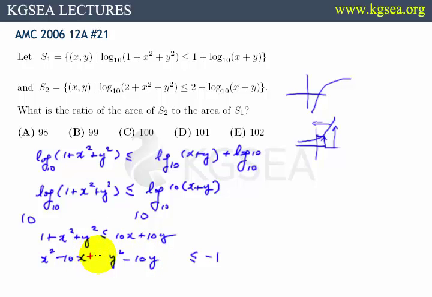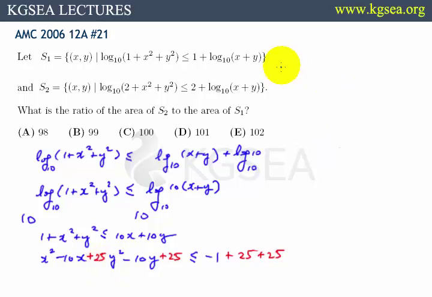I am going to add 25. Of course, I got to add on both sides. I'm adding 25. I got to add on both sides. Okay. Now what? What do we get? Here, I just complete the square. Realize? So let me put the results here. Would be x minus 5 squared plus y minus 5 squared is less than or equal to 50 minus 1, which is 49. Very interesting. Very, very interesting.